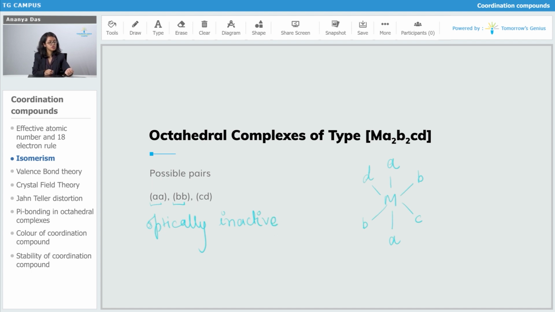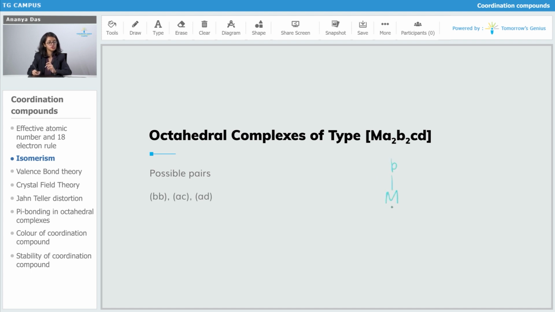So now let's go to the next possible pair. In this, A is trans to A, B is trans to C, and B is trans to D. So in this you can see that A is trans to A. The same ligand is present trans to each other. So this is also optically inactive. Now let's go to the next one.